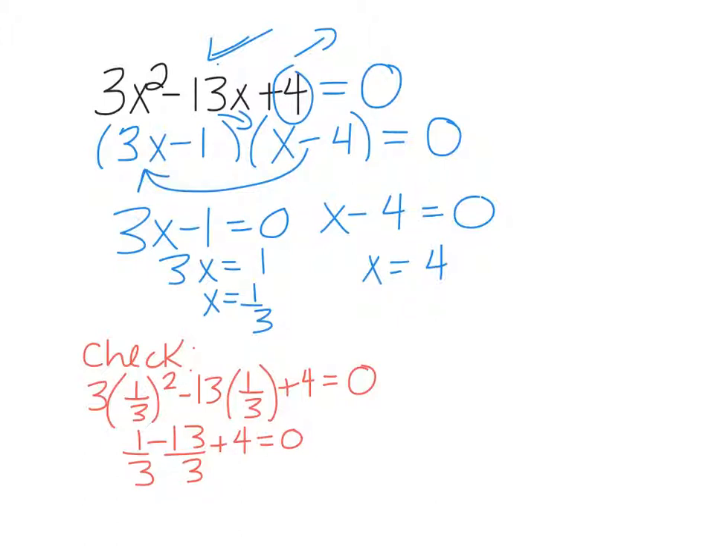So that'll give me a negative 12 over 3. And if I want to change the 4 to over 3, that would be plus 12 over 3. And those will both equal 0 when I add them together. So I'm okay for the 1/3.